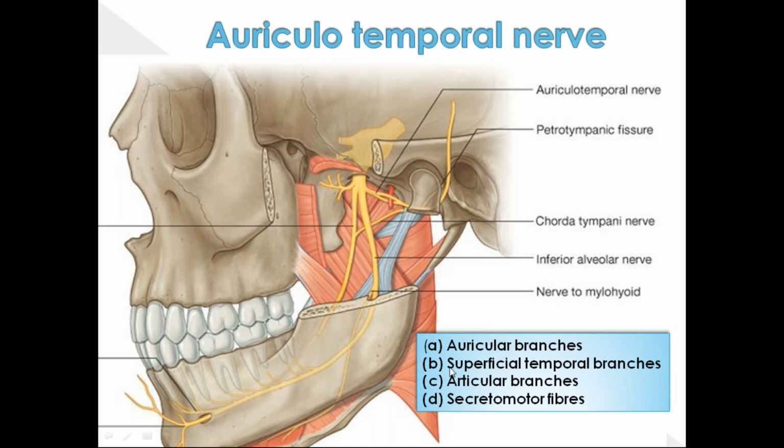The next one is the articular branches. The name itself, articular, means joint. It supplies the joint, the temporomandibular joint. So these are the main three important branches.